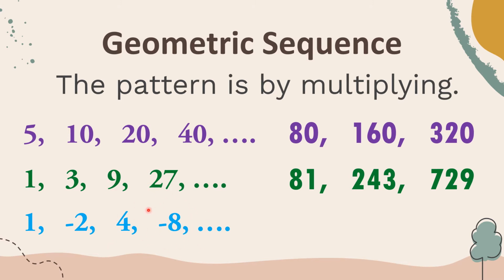So it means negative 8 times negative 2, that is positive 16. Positive 16 times negative 2, that is negative 32. Negative 32 times negative 2, that is positive 64. So these three examples are geometric sequences.